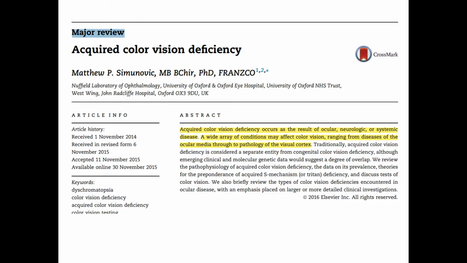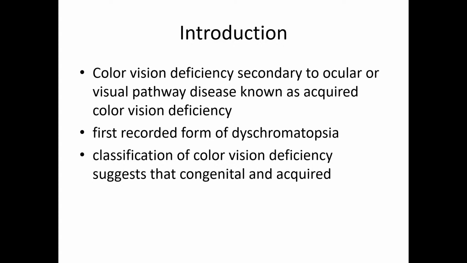Acquired color vision deficiency occurs as a result of ocular, neurological, or systemic disease. Ocular in the sense it can affect the retina or the choroid. Neurological, optic nerve or the visual cortex, and systemic disease such as diabetes mellitus. Different conditions may affect color vision, ranging from the disease of the ocular media through to the pathology of the visual cortex. So mainly the color vision deficiency is secondary to ocular or visual pathway deficiency. It is known as acquired color vision deficiency. It was first recorded form of dyschromatopsia.